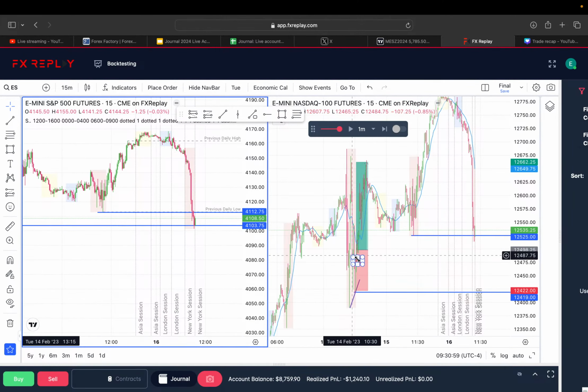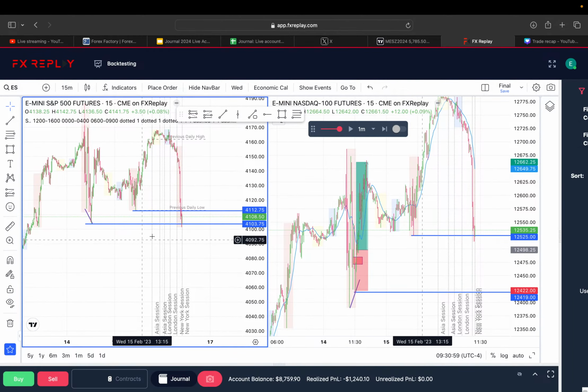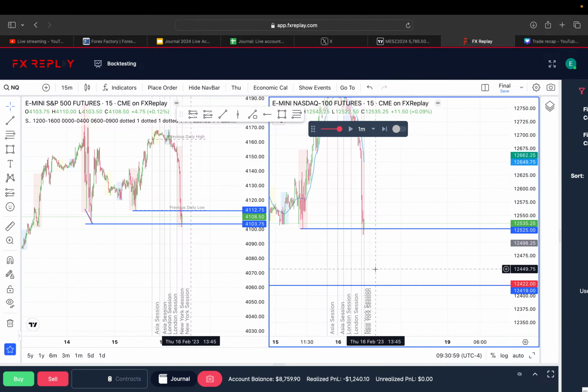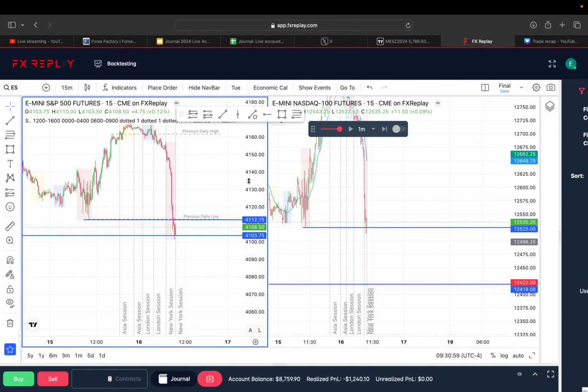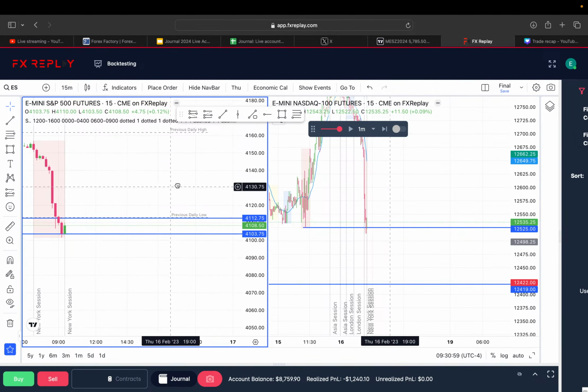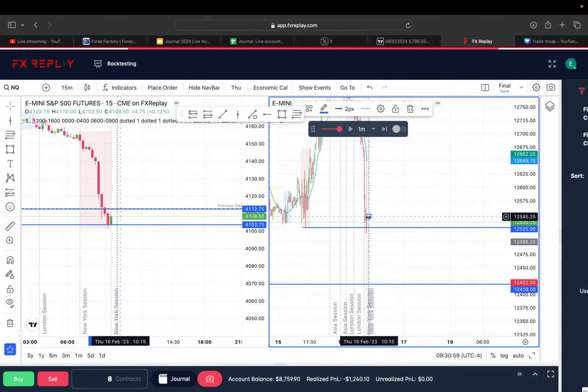ES is already pushing lower. This second line is this second line. ES already took it out. So this is probably going to be SMT to the upside. I don't know if NQ is going to go all the way down there, but let's see. Let's mark 10 o'clock for both. And obviously you backtest this just like this, like we're doing right now. 10:15, 10 o'clock.